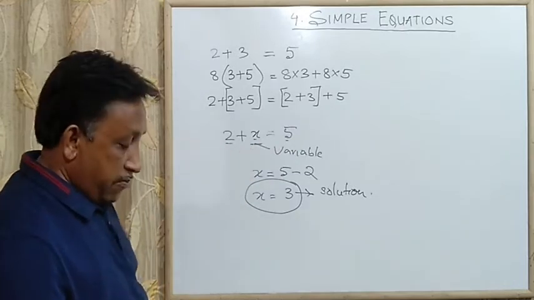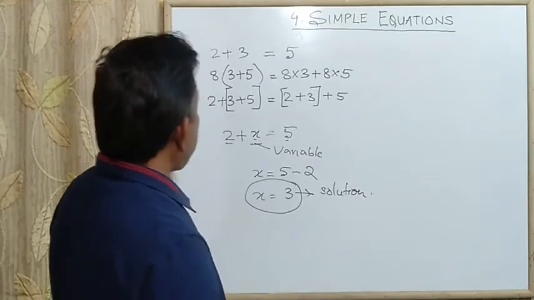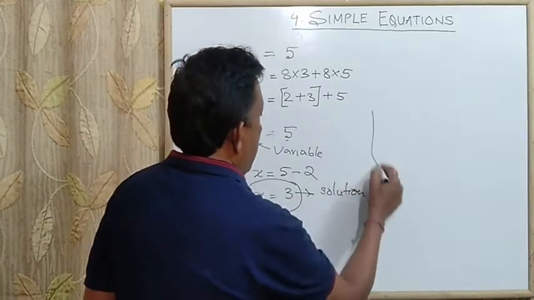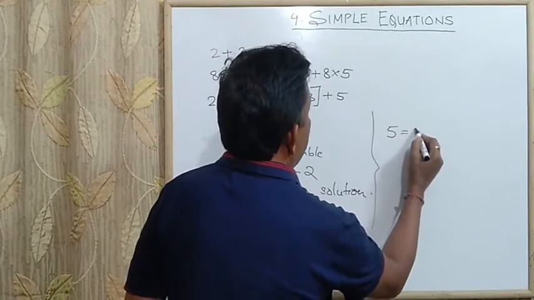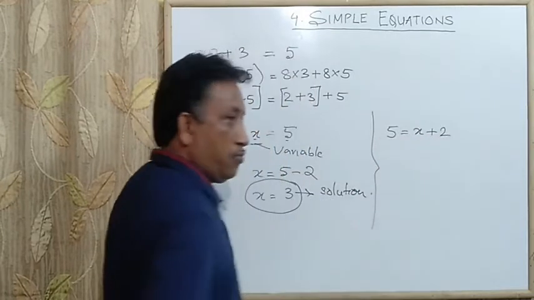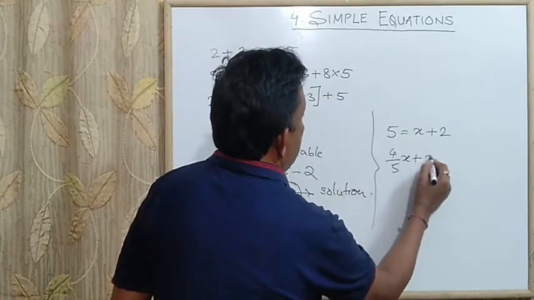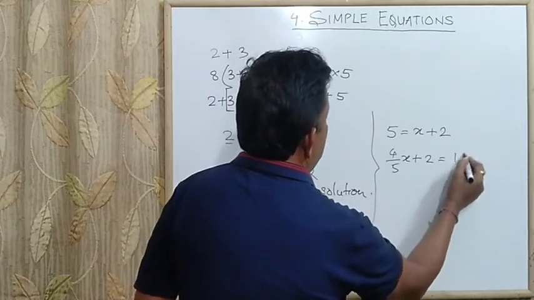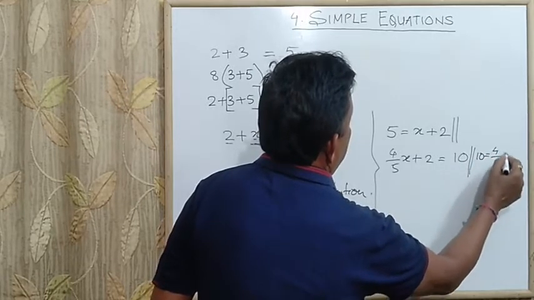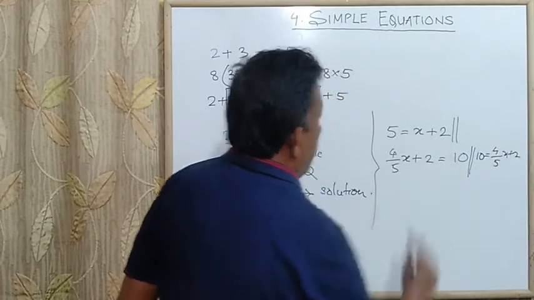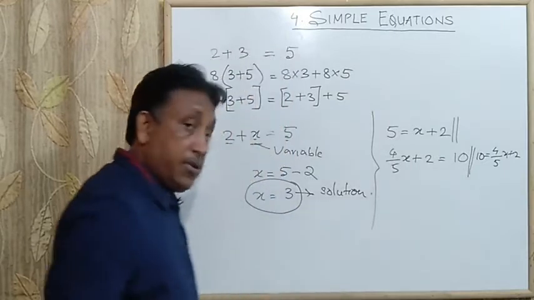Alright, now there is a very important point to remember here, that is 2 plus x equal to 5 can also be written as 5 equals x plus 2. Or say 4 by 5 x plus 2 is equal to some number, say 10. This can be written as 10 equals 4 by 5 x plus 2. The meaning is the same. It can be written like this also. This is the first point.